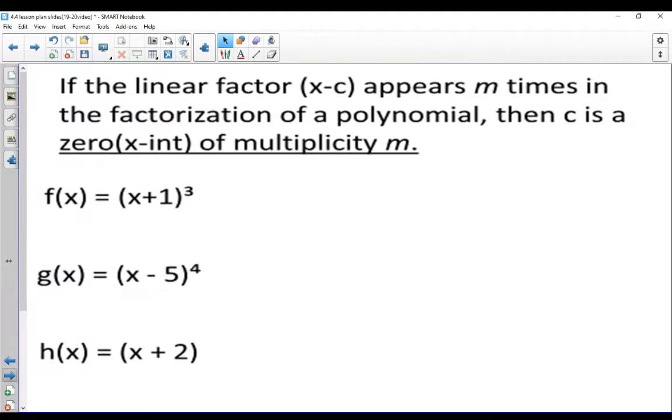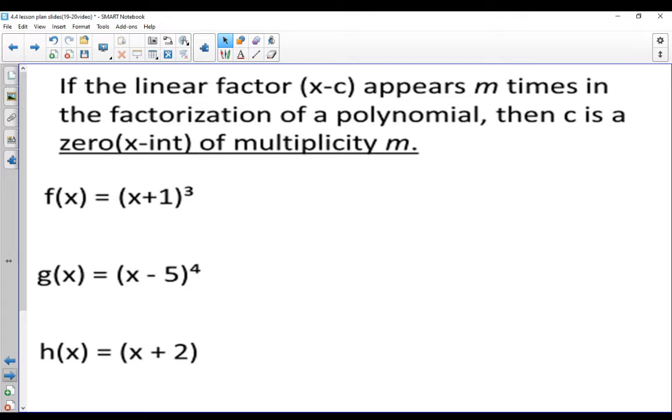So if you have a linear factor and it appears m times in the factorization of a polynomial, then c is a zero or x-intercept of multiplicity m. Okay, at first, that's a lot of words to take in, so if you didn't quite understand that sentence, that's okay. Let me explain that sentence with some examples.